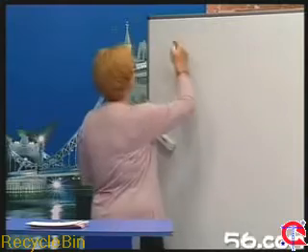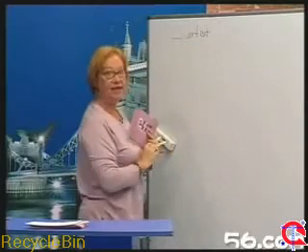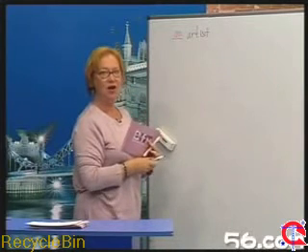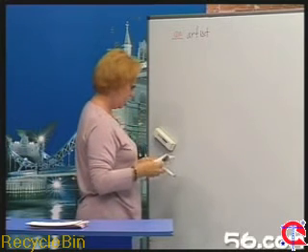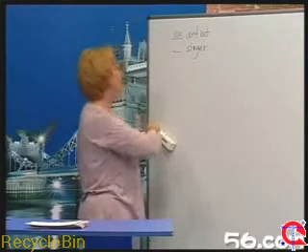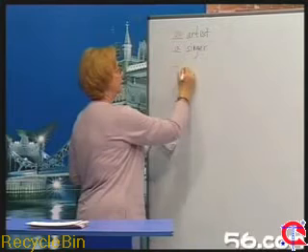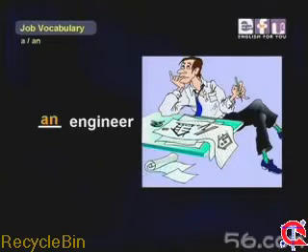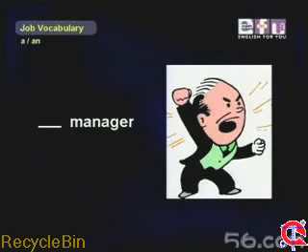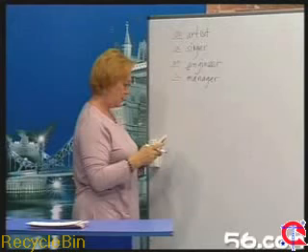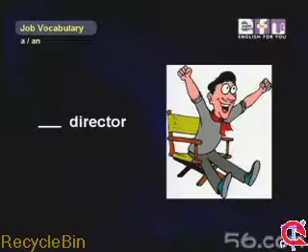So for example, artist. Now, we have a, so we say an artist. All right, are you ready? Here we go. Ali, let's start with you. Singer. A singer. All right. Okay, Isabel. Engineer. An engineer. Good. Because of the E. All right. Next, Lisa, we have manager. A manager. Yes. Good. All right, Ali, back to you. Director. A director. Yes, good.